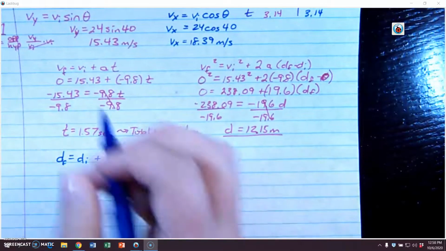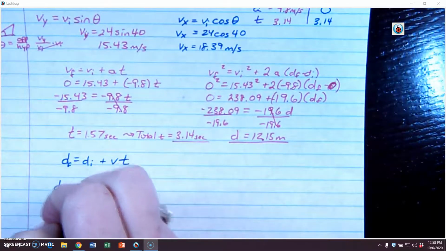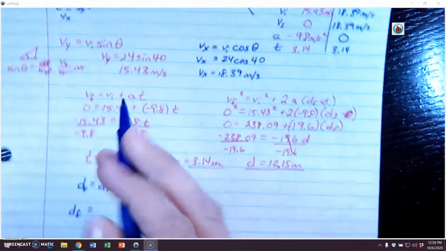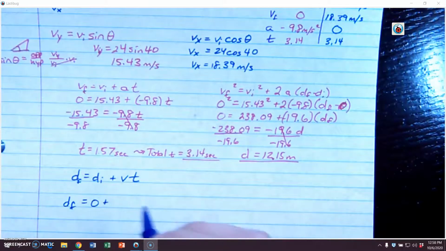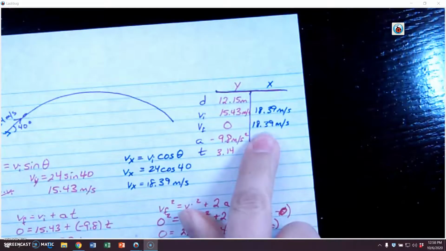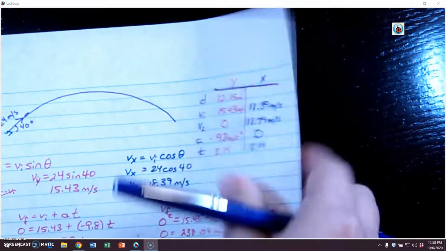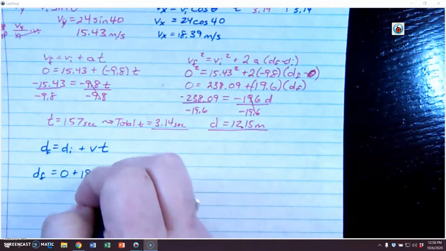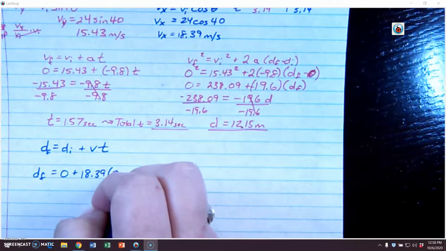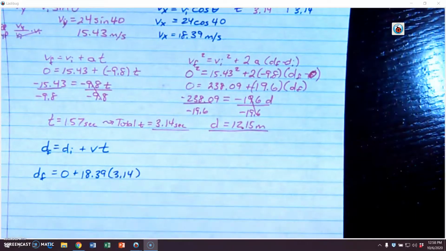Let's scoot this down for a second. We want to know the final position, how far did it go. Our initial position, we can make that origin, that starting point, so it gets a 0. Our velocity is our horizontal velocity. Don't use our vertical. We're going to use that 18.39 now. And the time we just found, 3.14.